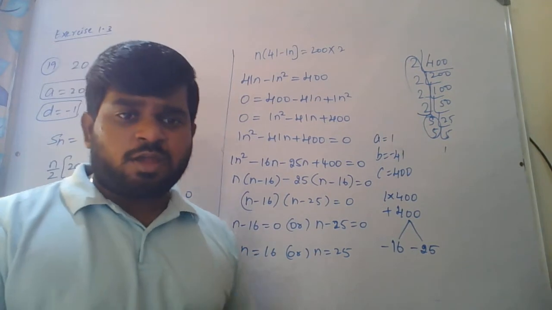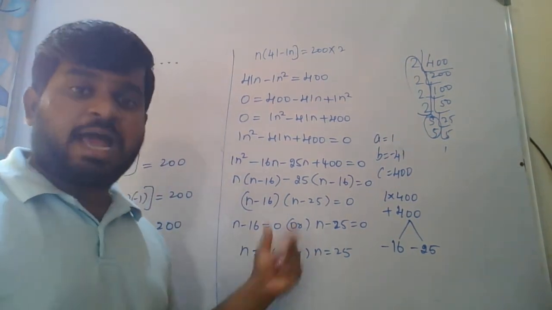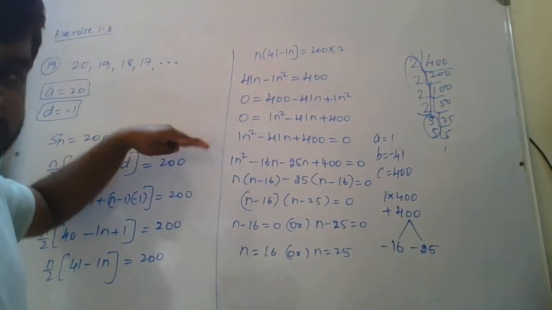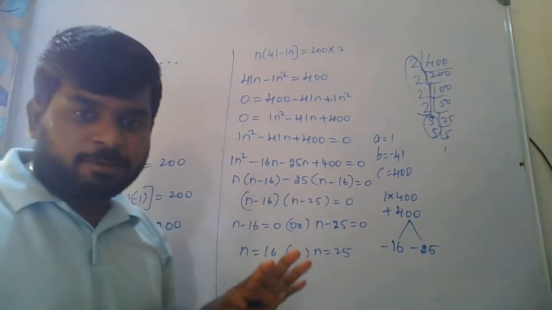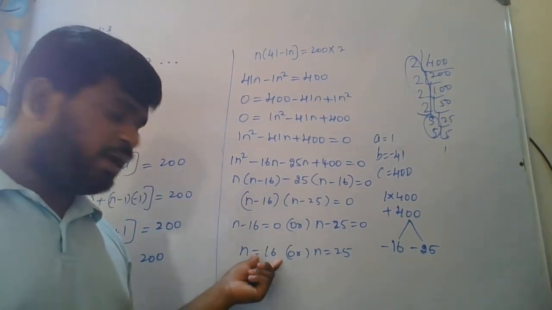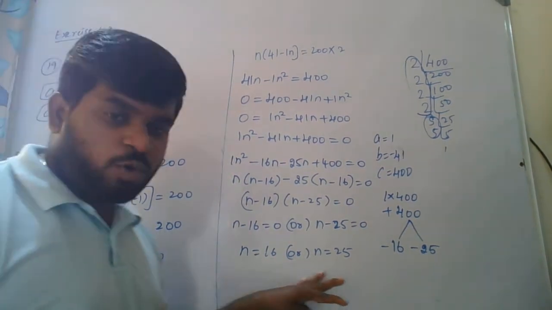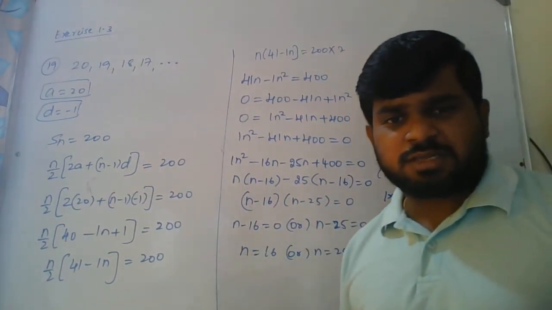Why? Because you got 200 logs, you cannot arrange them in 16 rows as well as 25 rows following this pattern. 20 first, then 19, then 18, then 17. If you go in this pattern, you cannot do it in two ways, one in 16 rows, another in 25 rows. That is not at all possible. We will get to know why it is not possible. Mathematically also we can do it, and it is common sense.